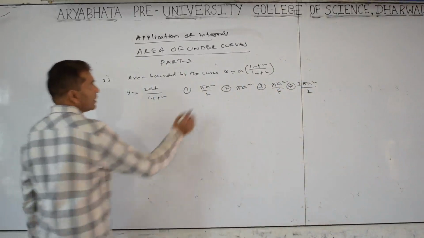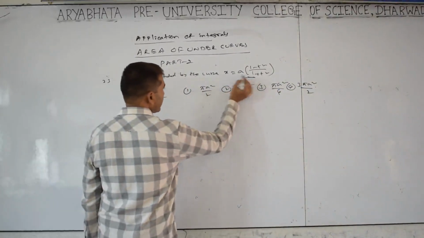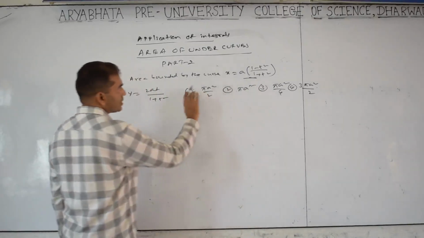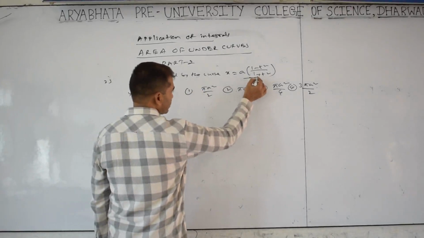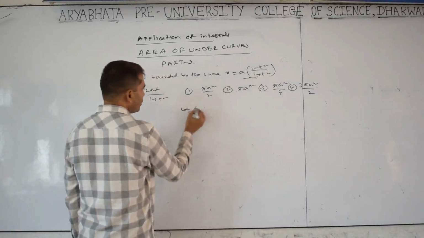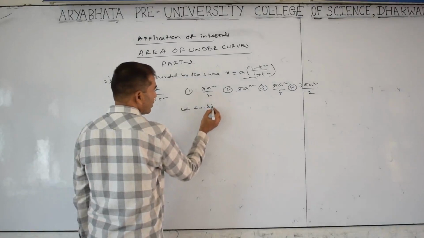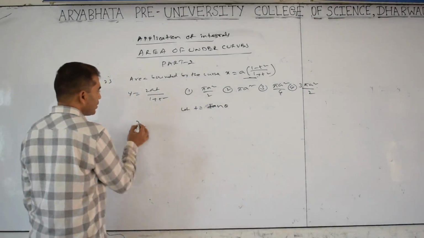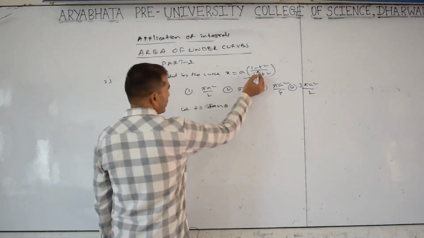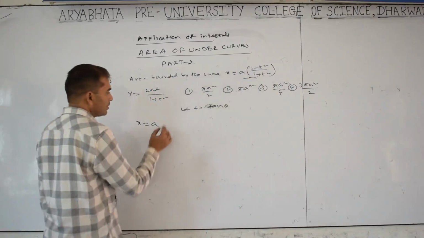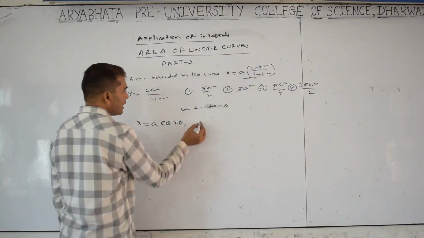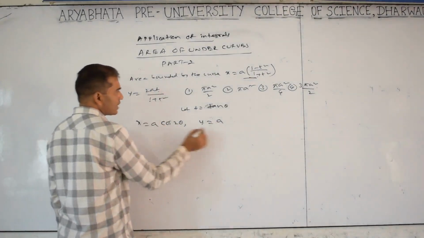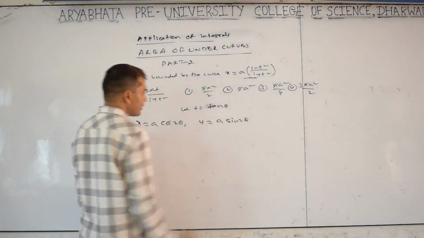Here, first we have to eliminate t. The parametric equation is given, so we have to find the curve. X is equal to a into 1 minus t square by 1 plus t square. Let t is equal to tan theta. X is equal to a, 1 minus tan square theta by 1 plus tan square theta, which is cos 2 theta. Similarly, y is equal to a, 2 tan theta by 1 plus tan square theta, equal to sine 2 theta.